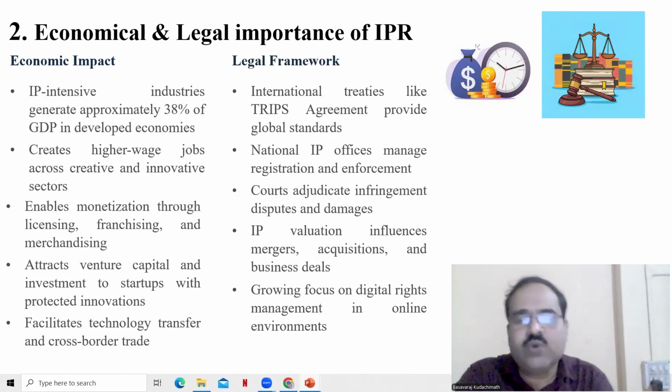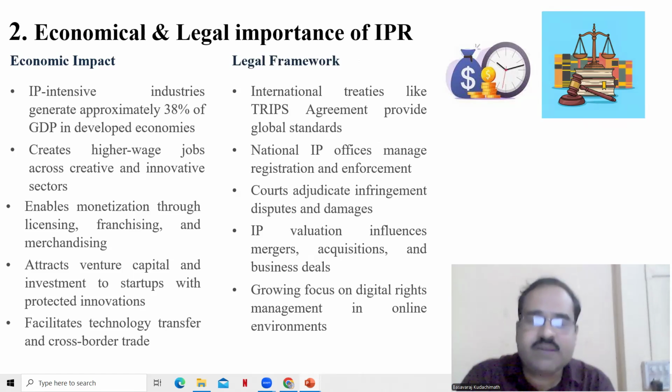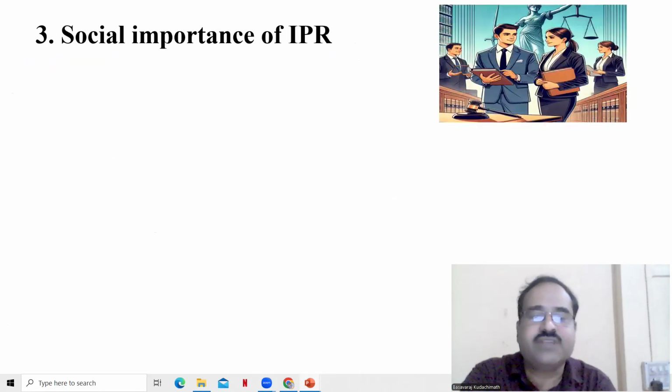Last one is the growing focus on digital rights management in online environments. In digital platforms, it is very easy because the intellectual property rights legal framework is applicable even to online environments, that is, on digital platforms also it is applicable. Any person who violates or duplicates can be identified and can be punished.